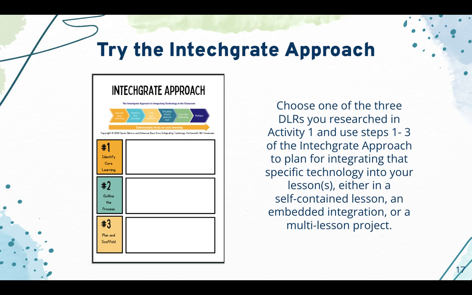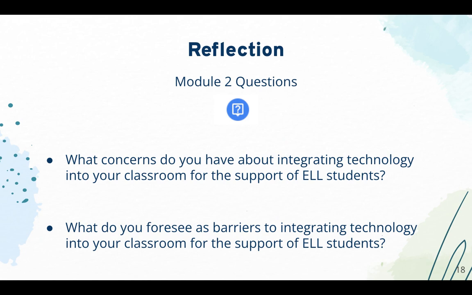You may open it in DocHub and fill it digitally, or you may print a copy and then scan your printed version and upload it back into our Google Classroom. Once you have finished those two activities, the end of Module 2 will be a reflection. And the two questions are: what concerns do you have about integrating technology into your classroom for the support of ELL students? And what do you foresee as barriers to integrating technology into your classroom for the support of ELL students?